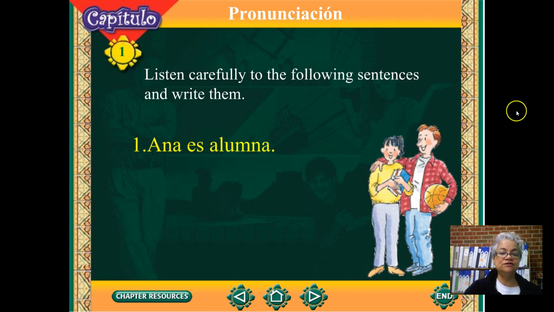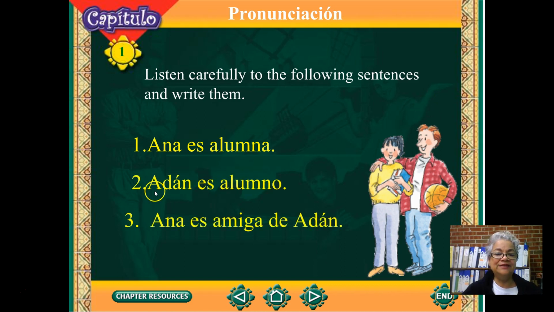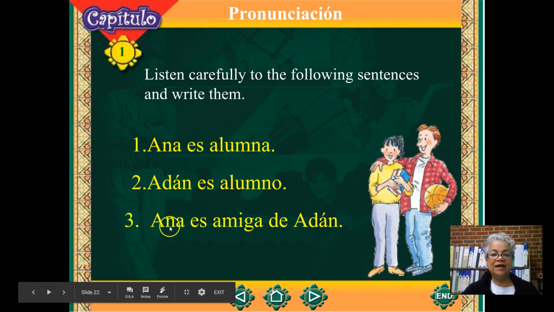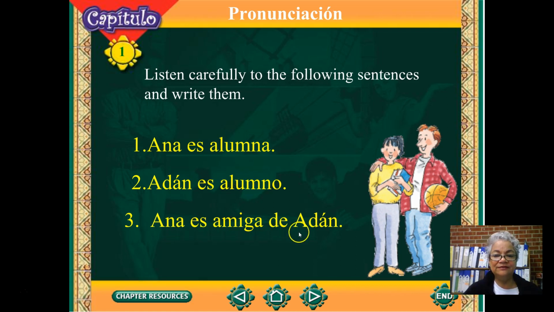You are going to listen to these sentences and write them out. Ana es alumna. Just try writing it without seeing it, and afterwards pronounce it as well. Adán es alumno. Ana es amiga de Adán.